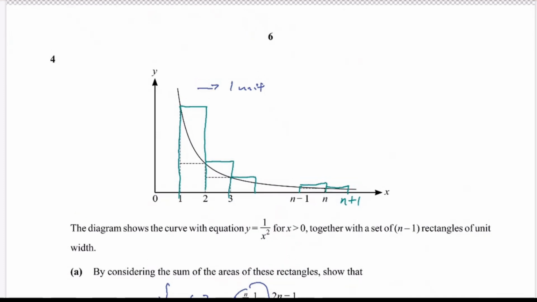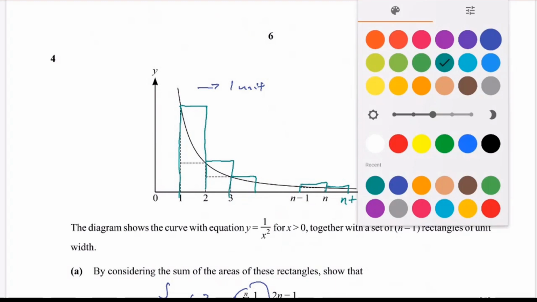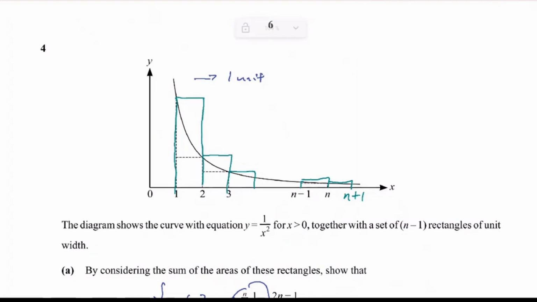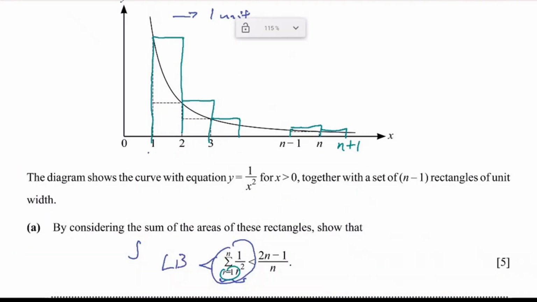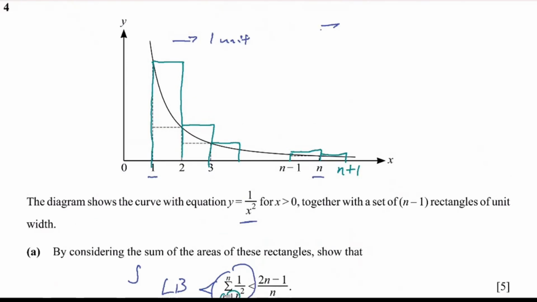So from here you can see, what is the first height of the rectangle? The first height of the rectangle here is x equals 1, which gives us 1 over 1 squared already. And the last height of the rectangle here is when x equals n, so it will also give us 1 over n squared at the end. So from here we can already start to write the sum of this set of rectangles, which is what we see in the green here.